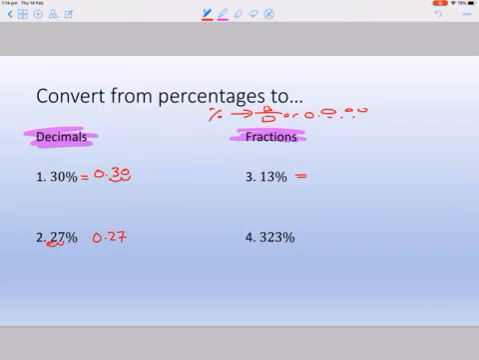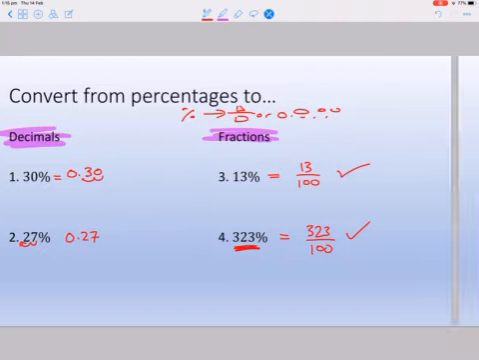Alright, let's move to fractions. Fractions is pretty easy, just whatever it is. So that's 13%, so it's going to be 13 over 100, and we're done. And even a big number like this, we just go 323 over 100, and that is the answer to it. If you want to know if you can simplify it, put it in your calculator. I've got my calculator in hand, and I've seen that this is the simplest form that you can do.